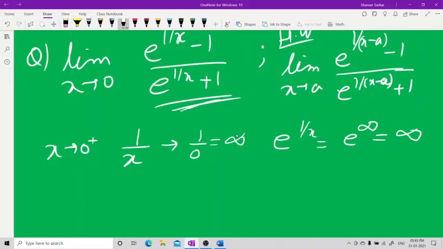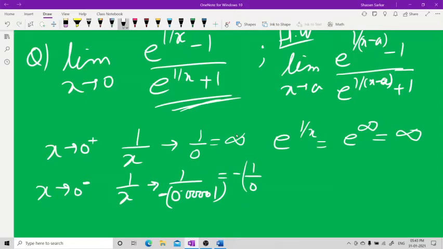This concept should be very clear. Now x tends to 0 minus. So 1 upon x, I told you, this will behave like minus 1 upon 0.000001. This will now behave like minus 1 upon 0, put the bracket here. This will now behave like minus infinity. Keep this idea very clear.